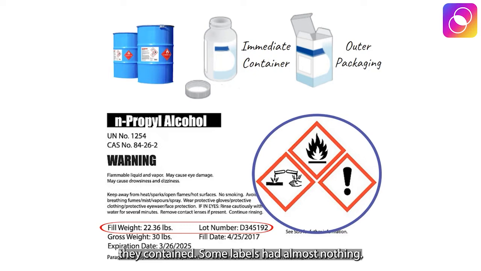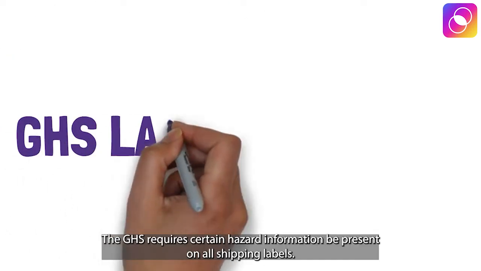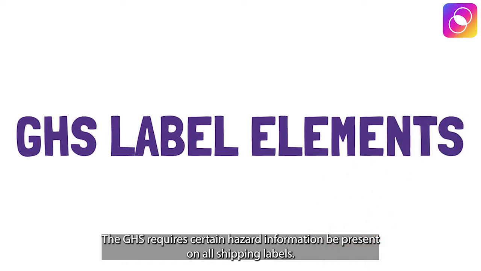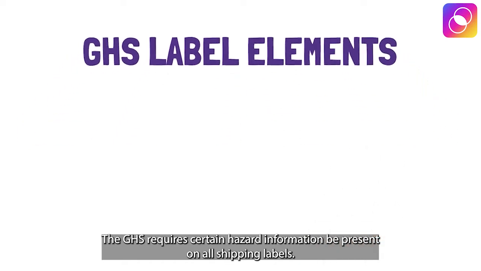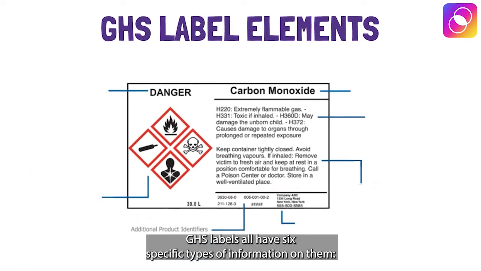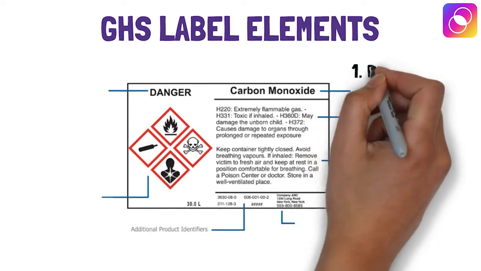Some labels had almost nothing. The GHS requires certain hazard information be present on all shipping labels. GHS labels all have 6 specific types of information on them.